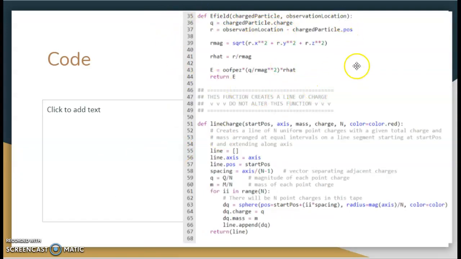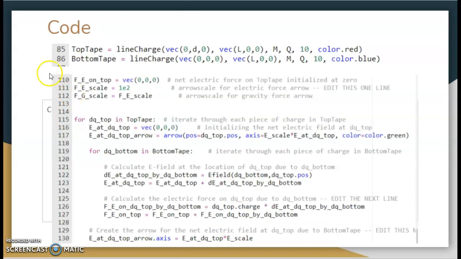This second section of code is used to find the electric field, and this other section of code is used to actually make the line charge, the function for a line charge. And then these two lines of code here are to physically place the tapes onto the model, like where to put the tapes. And then last but not least, right here we're trying to find the total electric field due to the top tape onto the bottom tape. And by doing so, we can actually find our number.